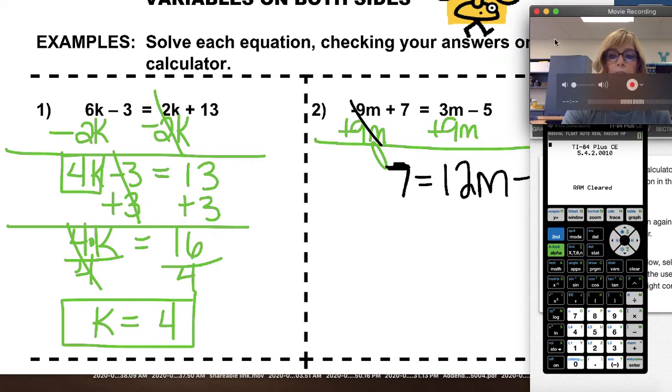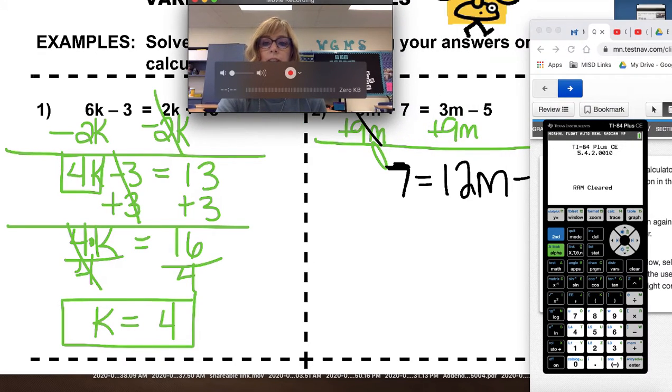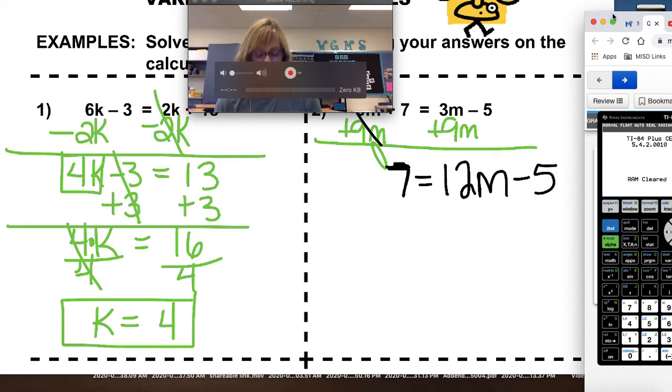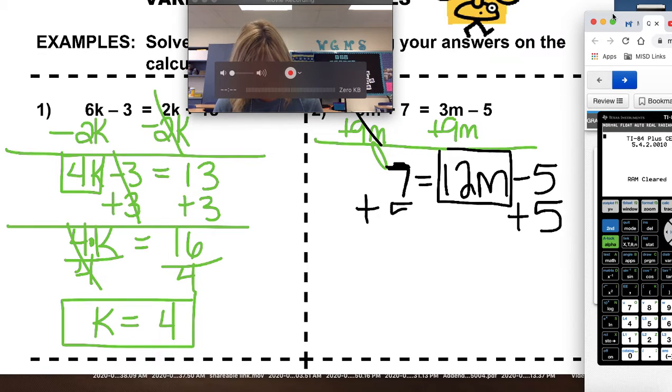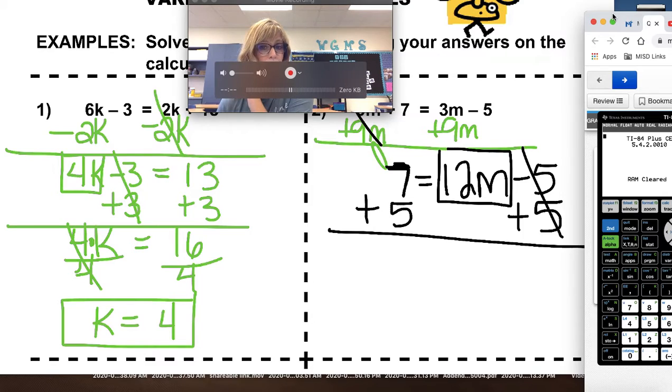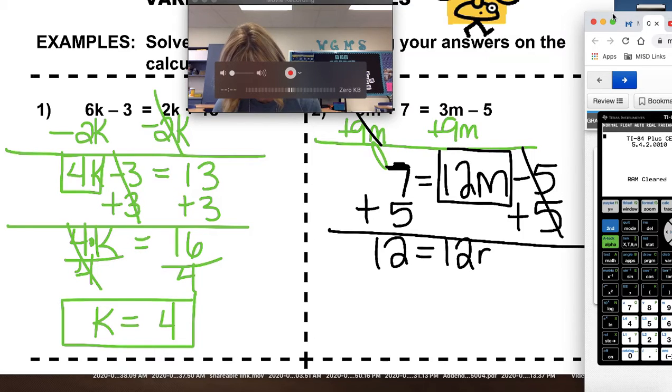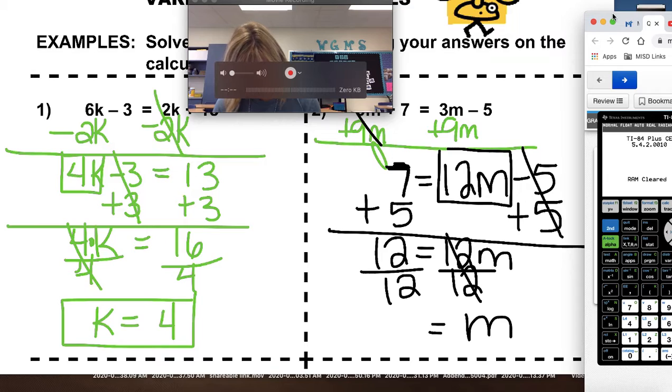So this time you have, again, let me move this over so you can see everything. You have the 12m on the right side of the equation, so we're going to leave the variable on that side and we're going to move the constant term that's on that side, the minus 5. So we're going to do plus 5 and bring it over here with the 7. So you got to combine your constant terms. 7 plus 5 is 12, so you have 12m equals 12, and then you're going to divide by the coefficient, which is the 12, to get the m by itself. So 12 divided by 12 is 1, so m equals 1.